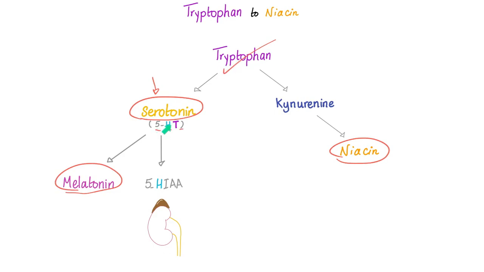5-hydroxytryptamine, because you added a hydroxy to the tryptophan, and now you have 5-hydroxy-T. Yeah, well, it's just amazing. And then serotonin will become melatonin, or its end product, 5-HIAA, which is going to end up in the urine.